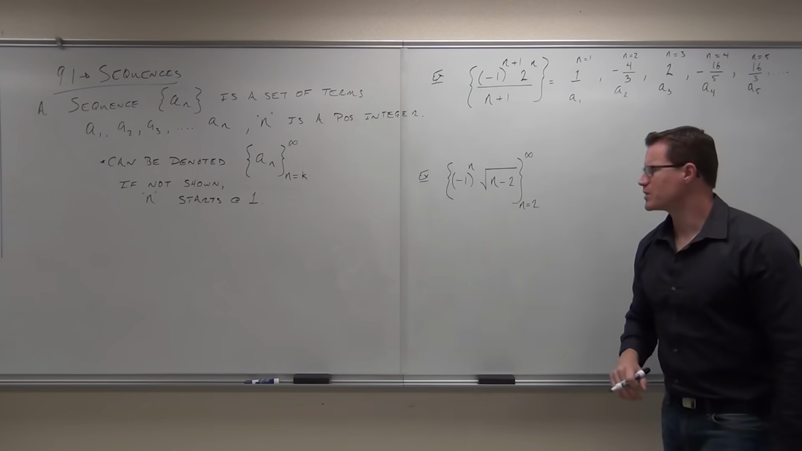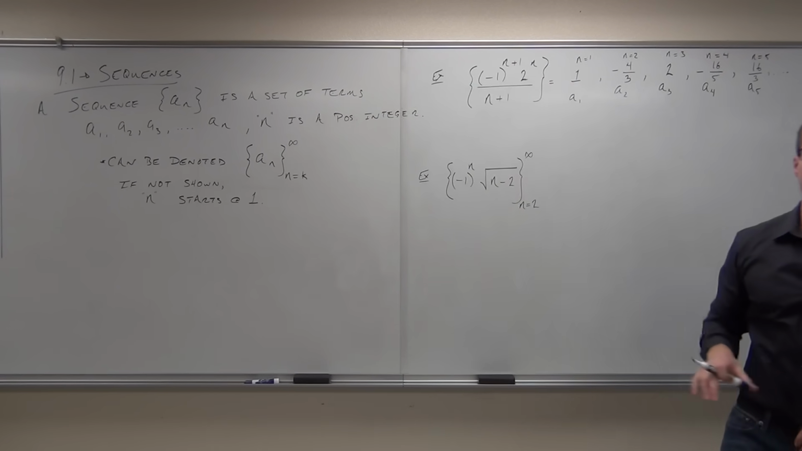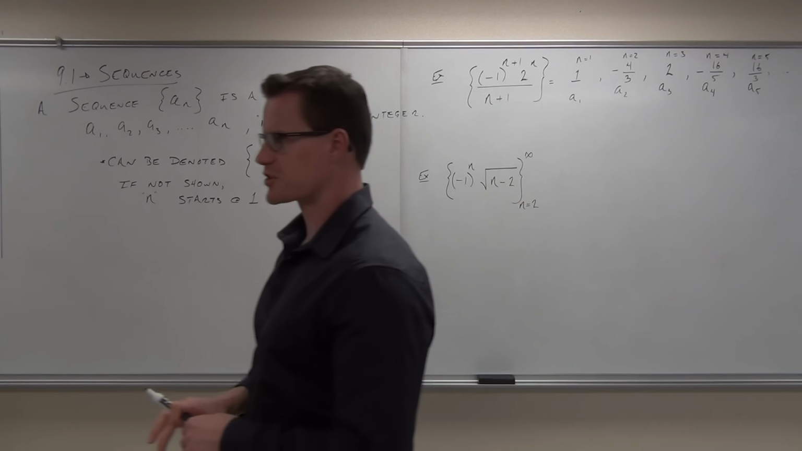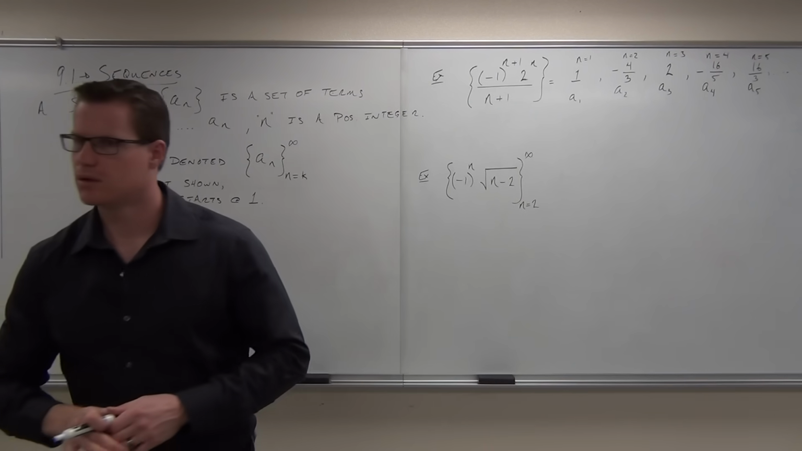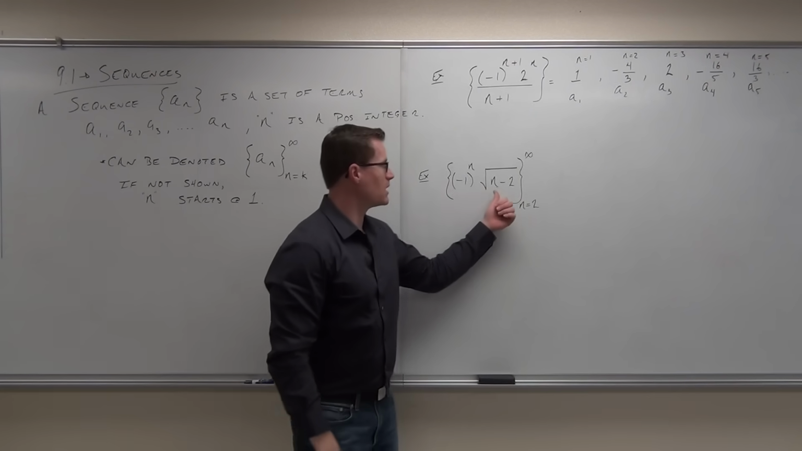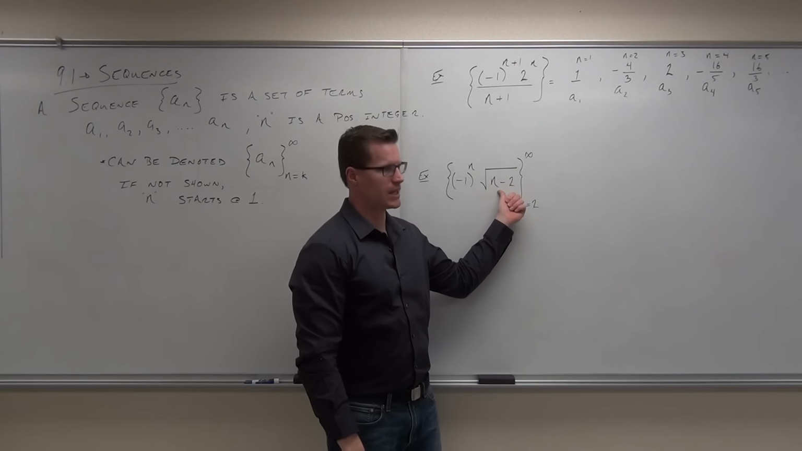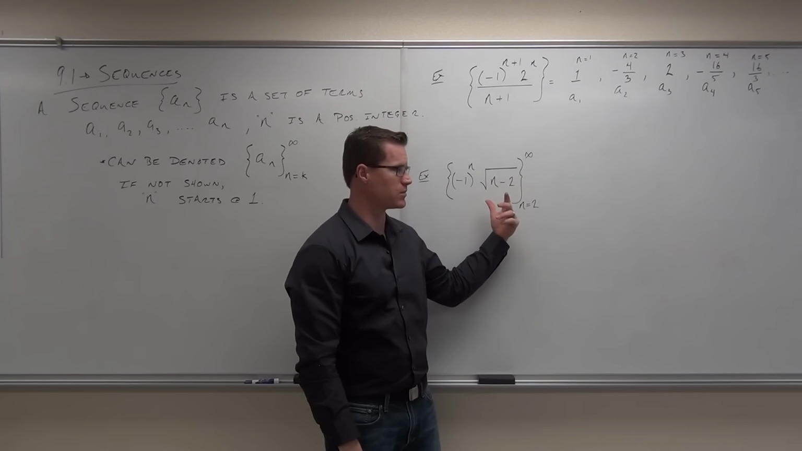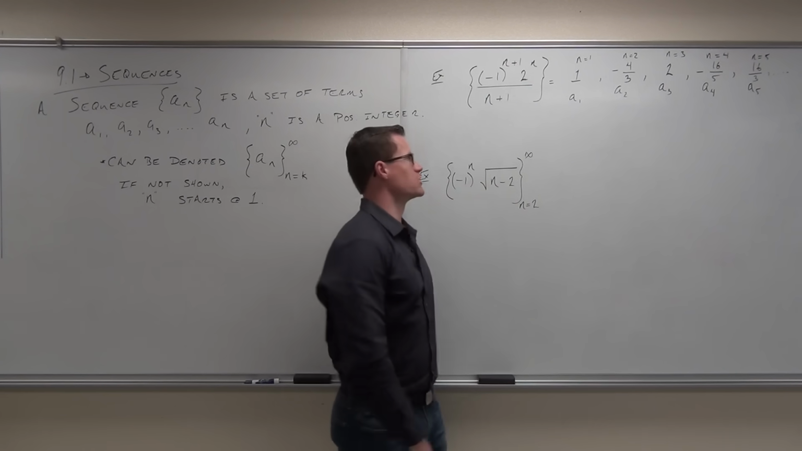Now, nextly, tell me something interesting that happens here that we didn't have on our first sequence. Do you see why on this particular sequence I'm starting at 2? Square root of 0. Yeah, I mean, if I started at 1, I had to get an i. And, well, we're not talking about that in this class. We're talking about real numbers. So this would be undefined for the real number system. Does that make sense to you? So we got to start at 2 for this one.